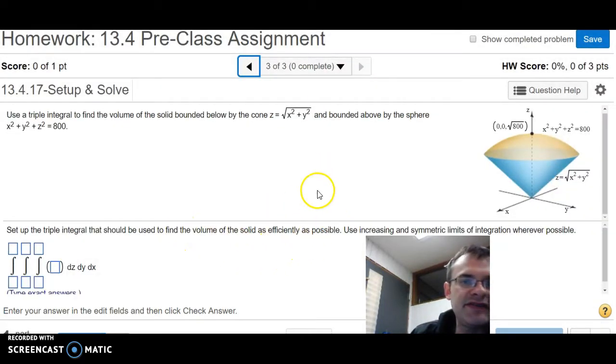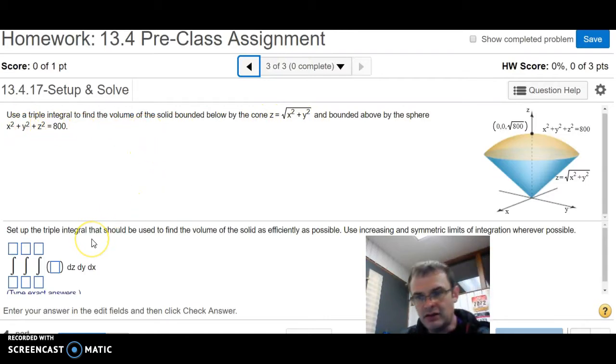Okay, the last one we have is number 3. Use a triple integral to find the volume of the solid bounded below by the cone and bounded above by the sphere. And this one's going to be slightly more complicated than the others.